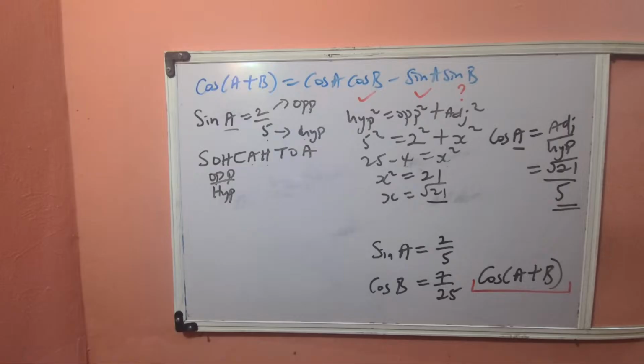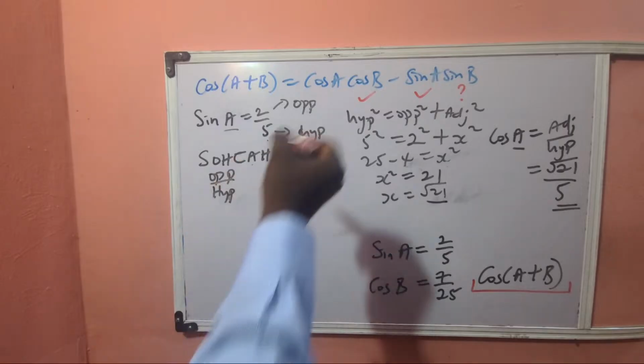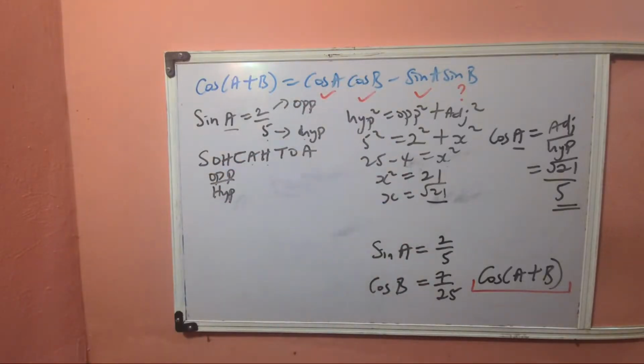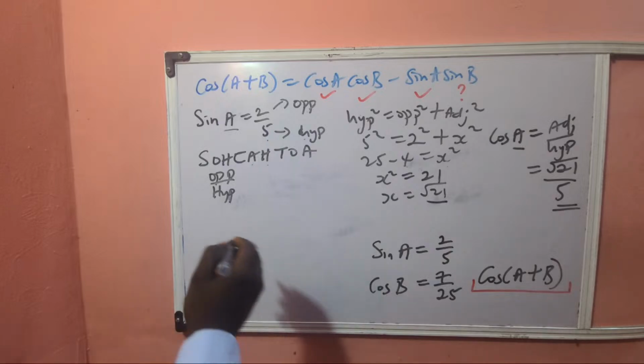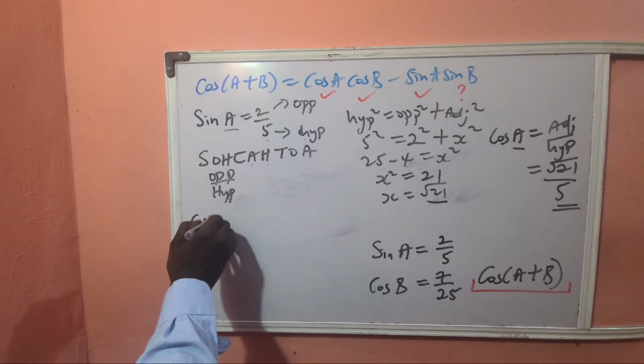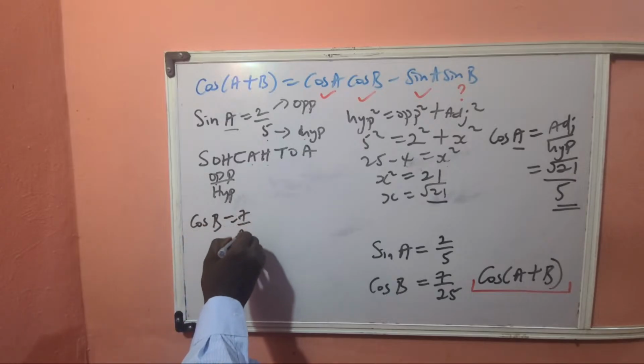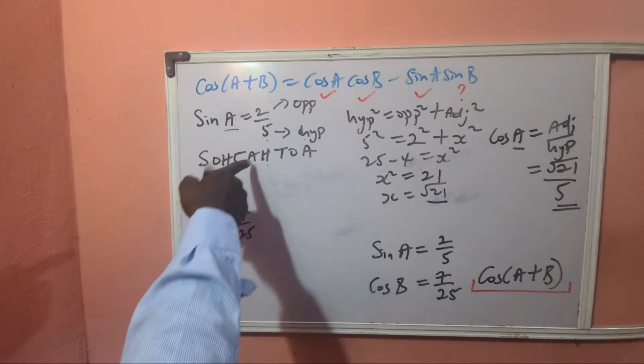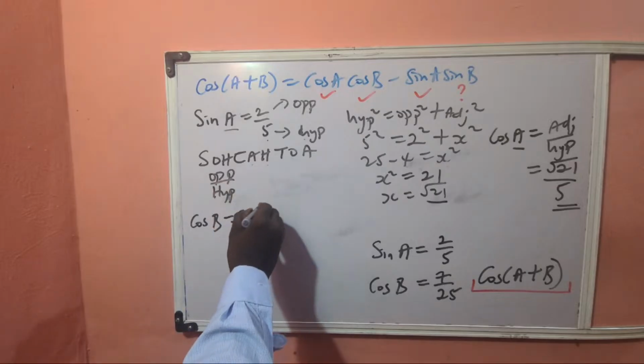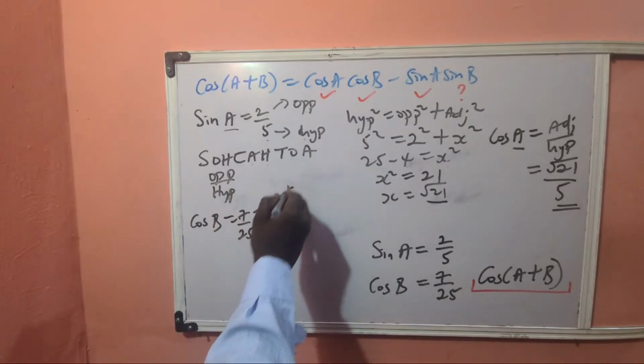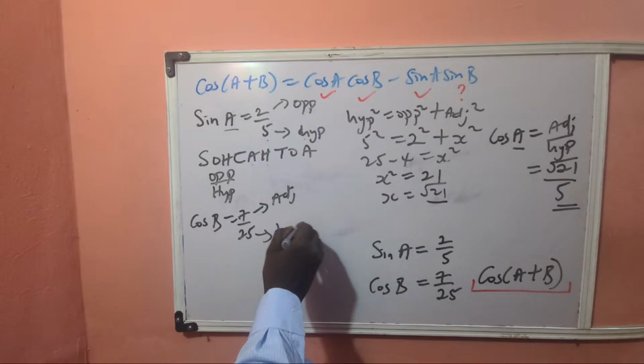But I need to go on to get my sine B. Now in this case, don't forget, we are using a different angle B, so you have to decide for its own. So for cos B being 7 over 25, how do we solve this? My cos is adjacent over hypotenuse. Clearly this is the adjacent, and this is the hypotenuse.